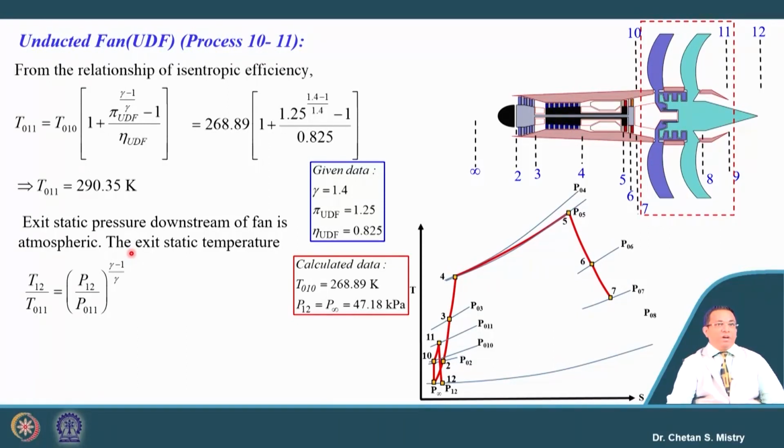This is helpful to us in order to calculate the static temperature at the exit of the unducted fan, based on our isentropic correlation. So, if we put in this number, the outlet static temperature comes to be 252.26 Kelvin.